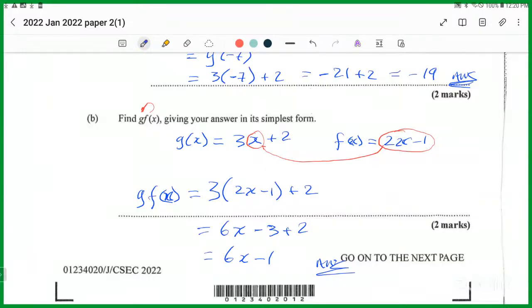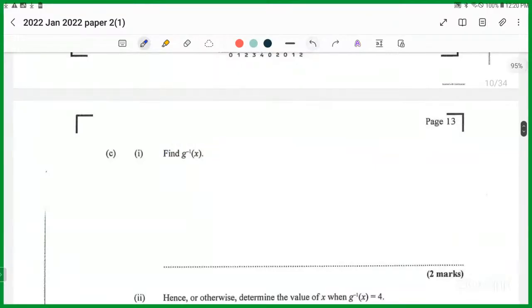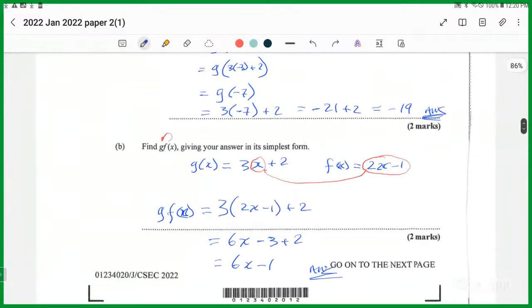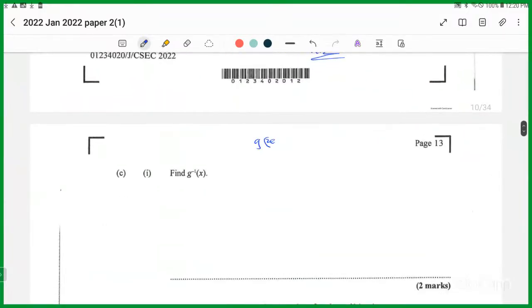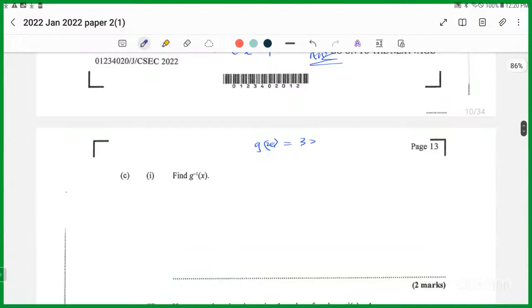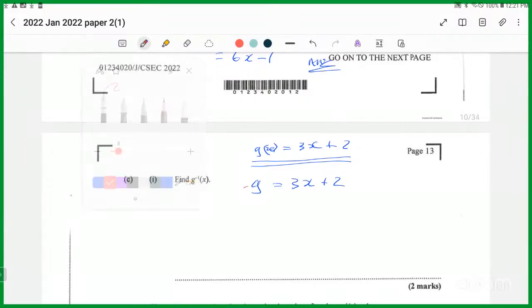Let's continue. The next part I want is g to the minus 1. So you have to throw everything at this question. The g of x is 3x plus 2. Alright? So I'm going to follow the process again. We're going to call it g first, equals 3x plus 2. Some teachers call it y, I call it by the same letter that was given. I want to inverse it.